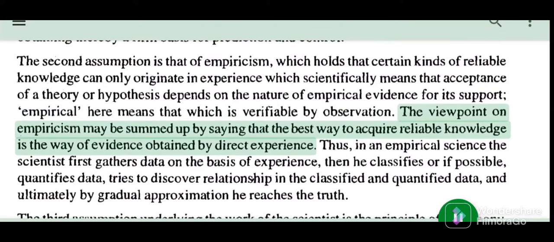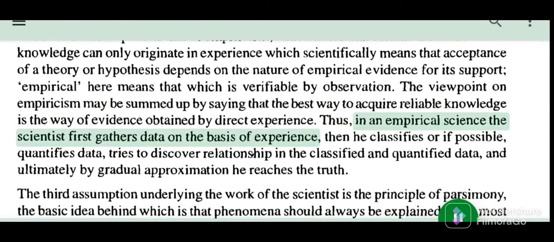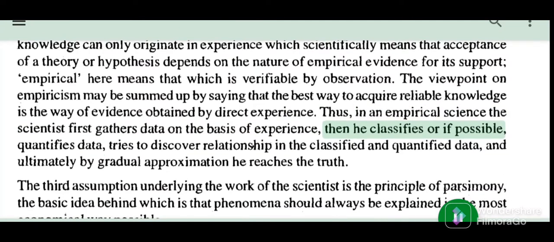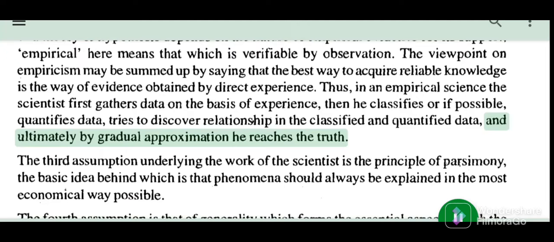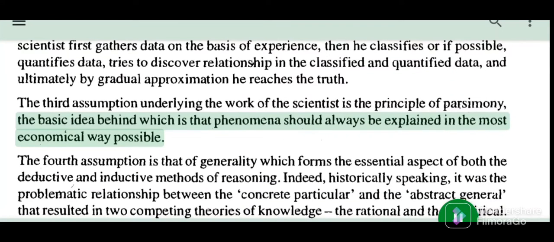The viewpoint on empiricism may be summed up by saying that the best way to acquire reliable knowledge is the way of evidence obtained by direct experience. Thus, in an empirical science, the scientist first gathers data on the basis of experience, then he classifies or, if possible, quantifies data, tries to discover relationships in the classified and quantified data, and ultimately by gradual approximation he reaches the truth. The basic idea behind which is that phenomena should always be explained in the most economical way possible.